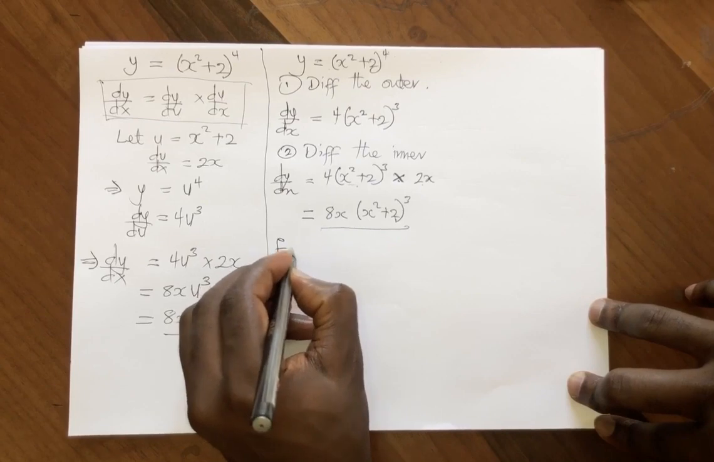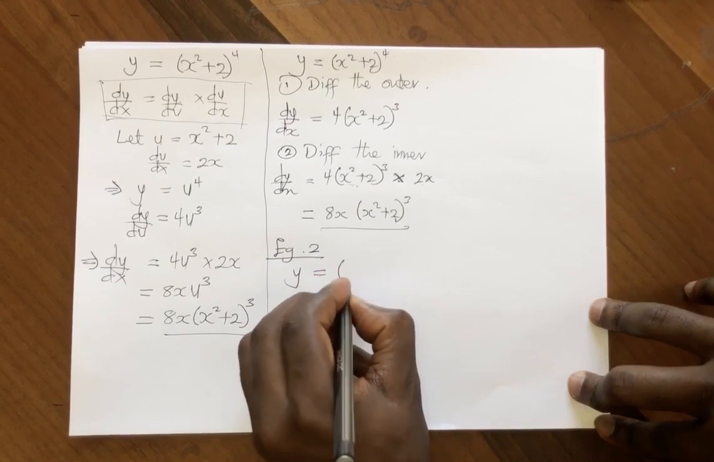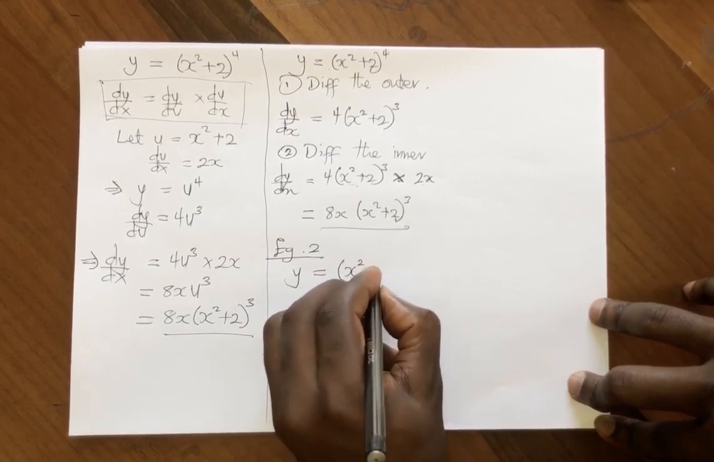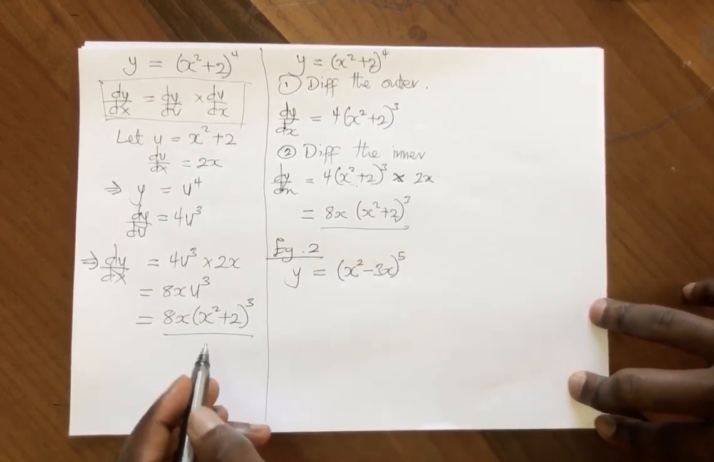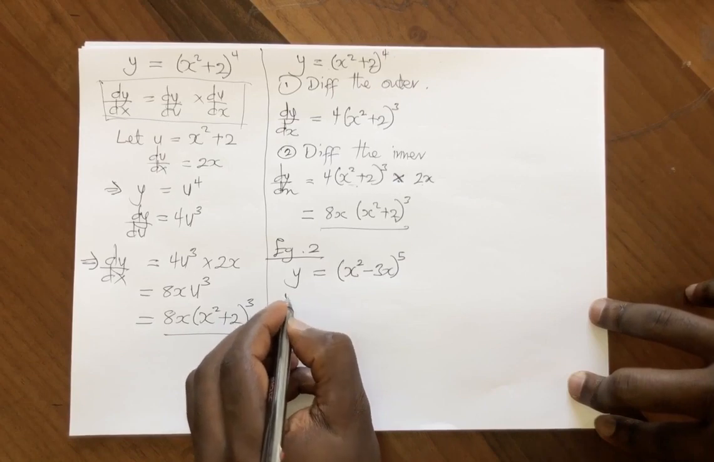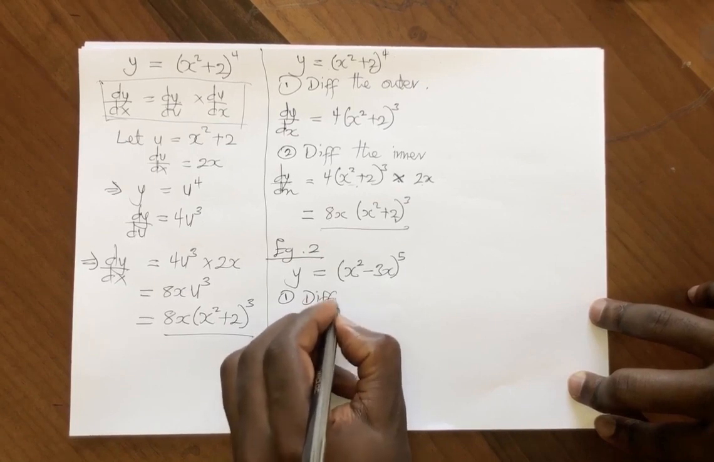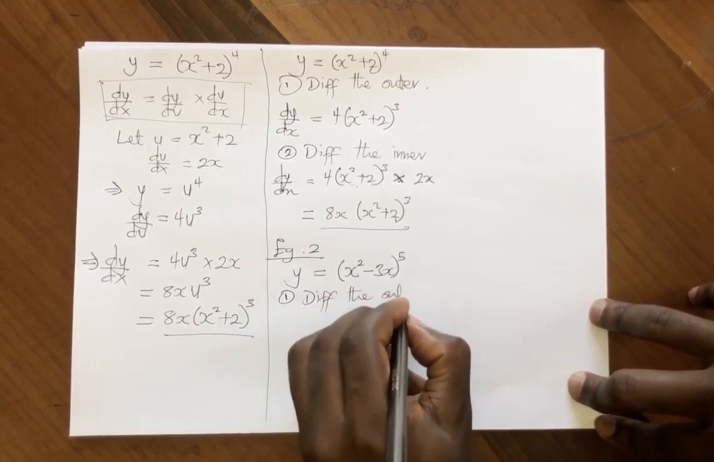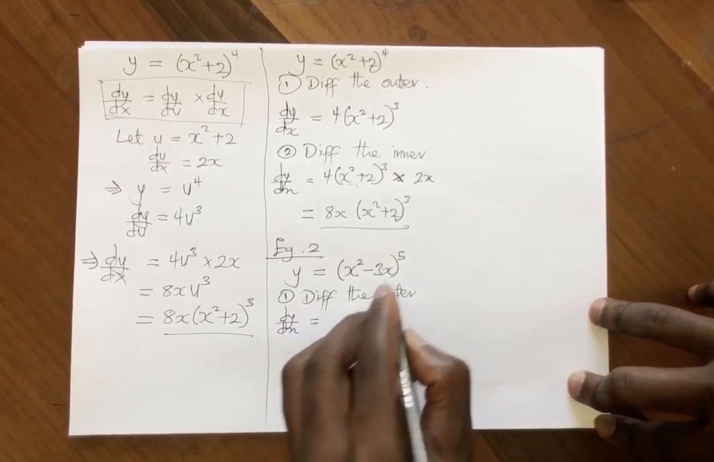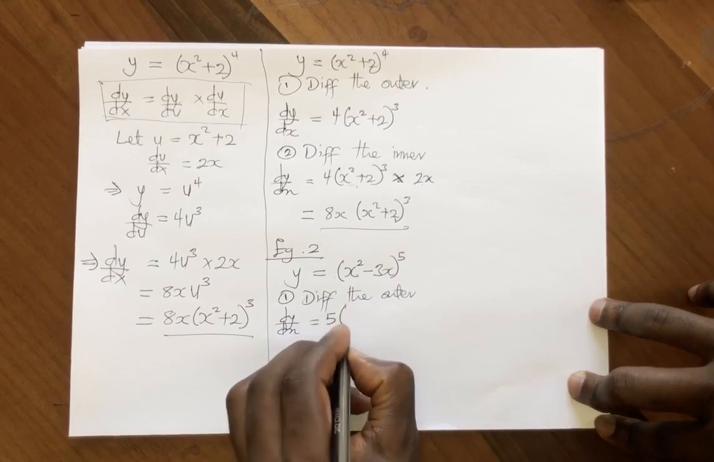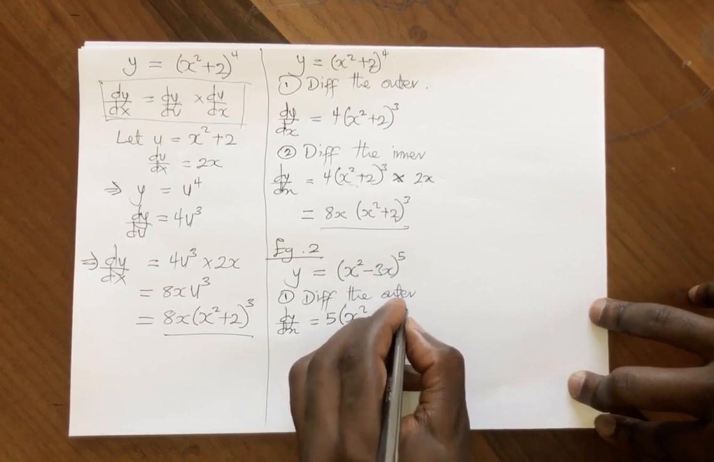Okay? So let's call it example 2. We have y is equal to x squared minus 3x raised to the power 5. Okay? So we have something like this. We are going to use this approach. First, we are going to differentiate the outer. So dy/dx will be equal to, so the 5 will come down. So we have 5. Then you have x squared minus 3x. Subtract 1 from 5, we are left with 4.